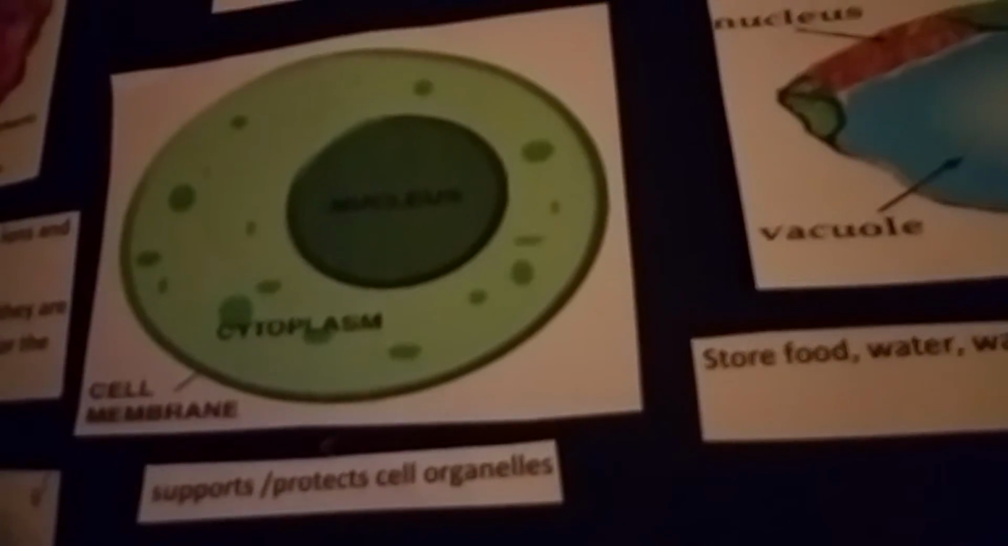The main function of the centrioles is to help with cell division in animal cells. Alright. The centriole helps with the formation of spindle fibers and separates the chromosomes during cell division. That's mitosis. Don't forget that. Down here we have the cytoplasm. The cytoplasm supports and protects cell organelles. Yay! That's great!